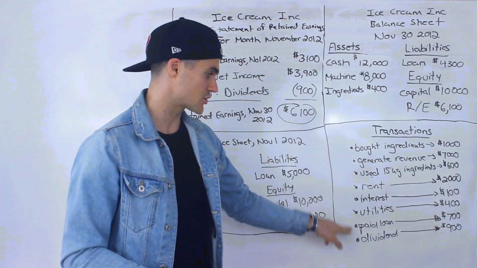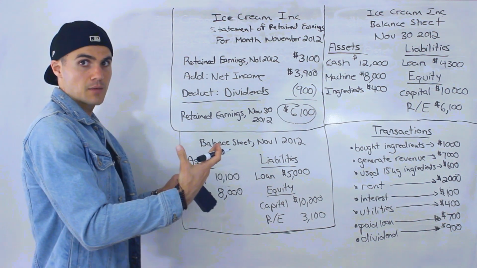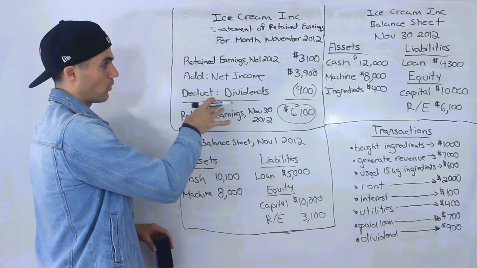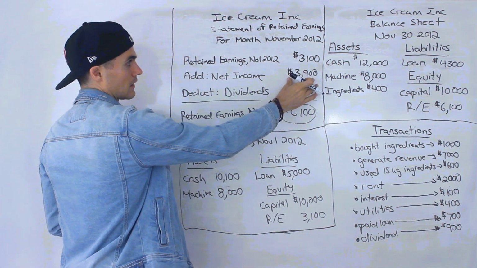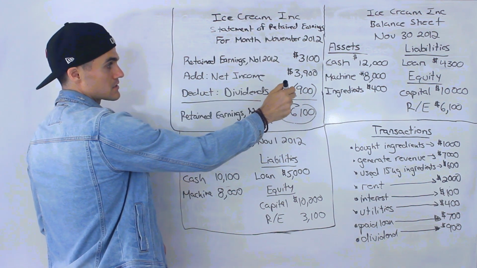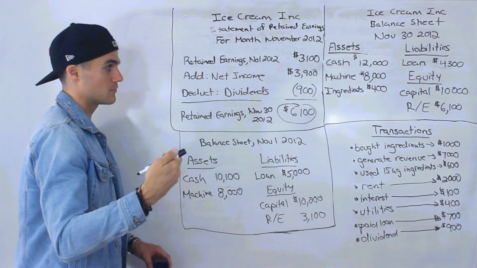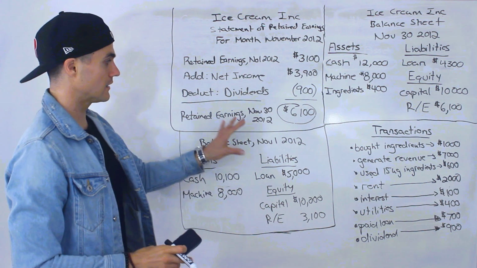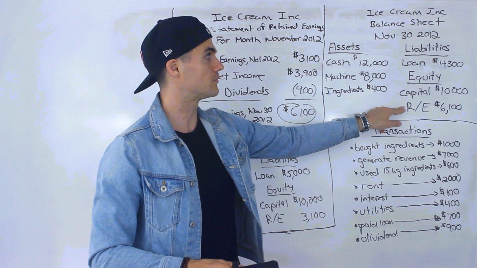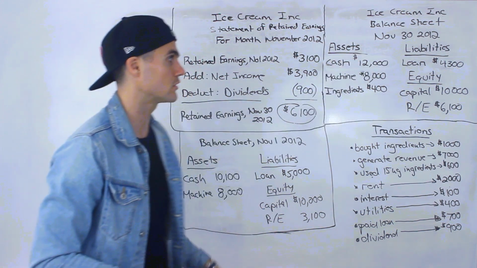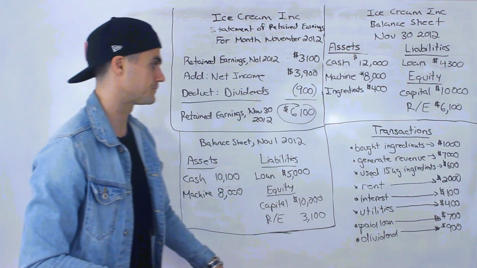We went through all of these transactions, which I rewrote here in point form. And then we created an income statement, which is not shown on the board at the moment, but from that income statement, we got this net income amount of $3,900. And then we had the statement of retained earnings, where we added that net income, then subtracted those dividends that were paid, that we took out of the business, that $900. And then we ended up getting our final retained earnings amount, which flowed onto the balance sheet here, the balance sheet at the end of the period, November 30th, 2012. So we went from here, and then to there.